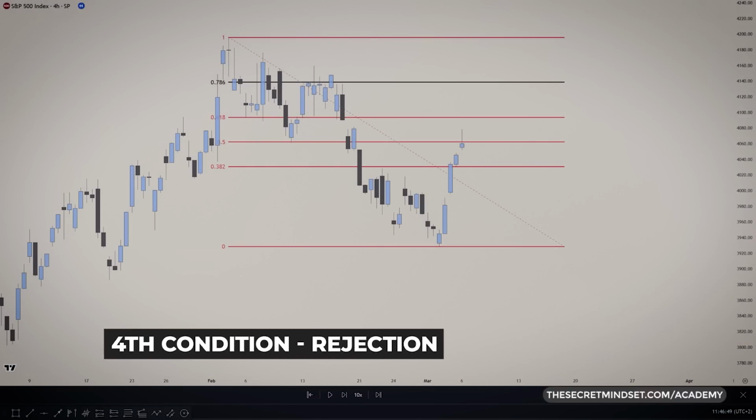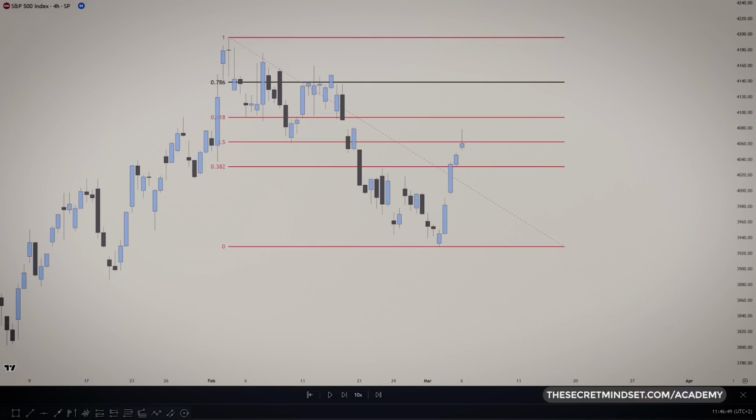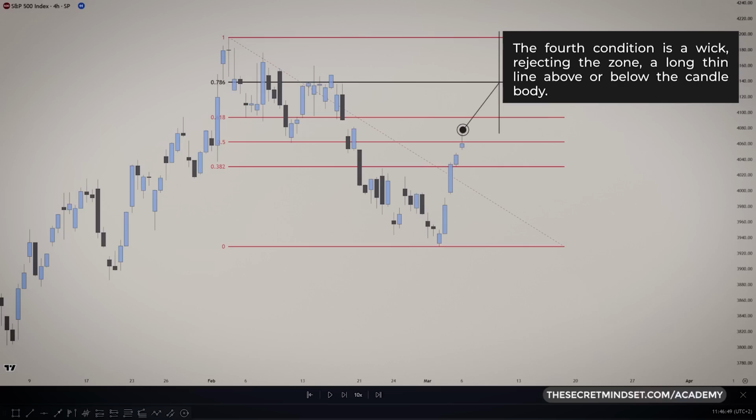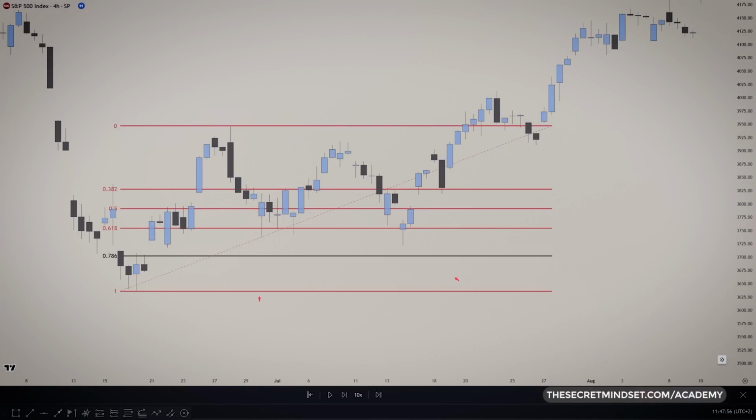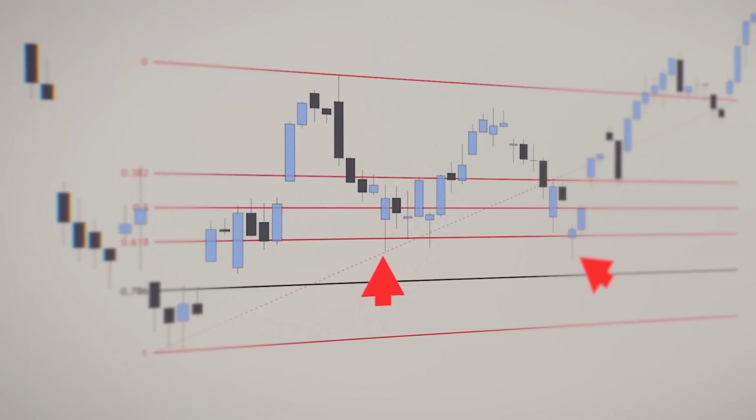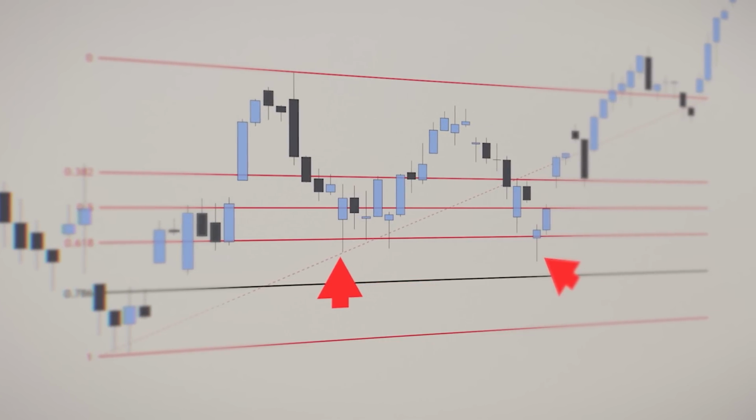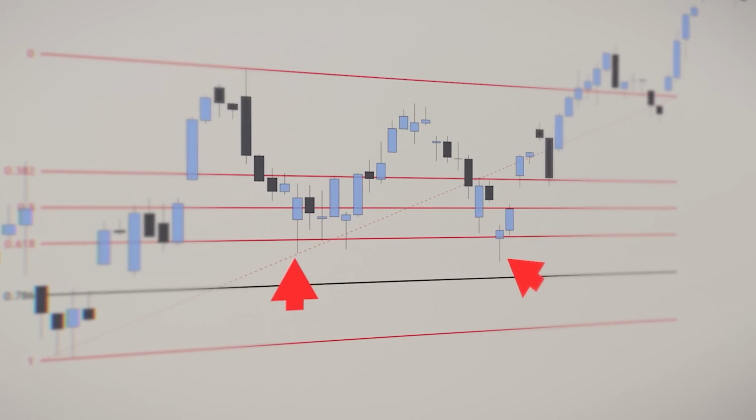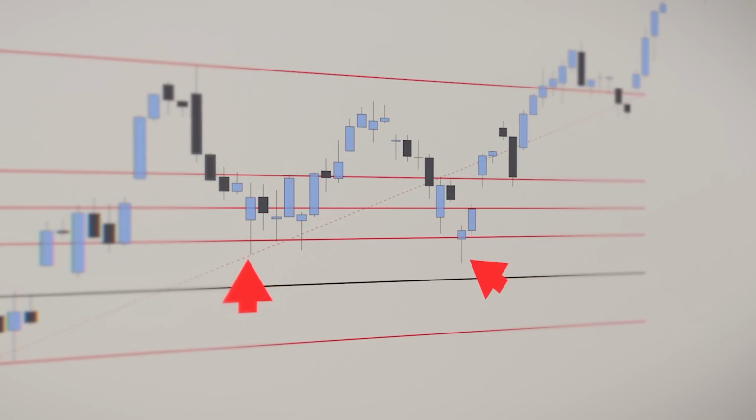Now, it's not enough for the price to just touch the zone. We need to see it reject off the level. The fourth condition is a wick rejecting the zone, a long thin line above or below the candle body. Wicks show fierce rejection of that level. When a wick spikes down, for example, but closes back up, it demonstrates the buyers have stepped in with force. Wicks reveal the price tested the waters at the zone before rapidly bouncing back, like dipping your toe in the pool before jumping out.